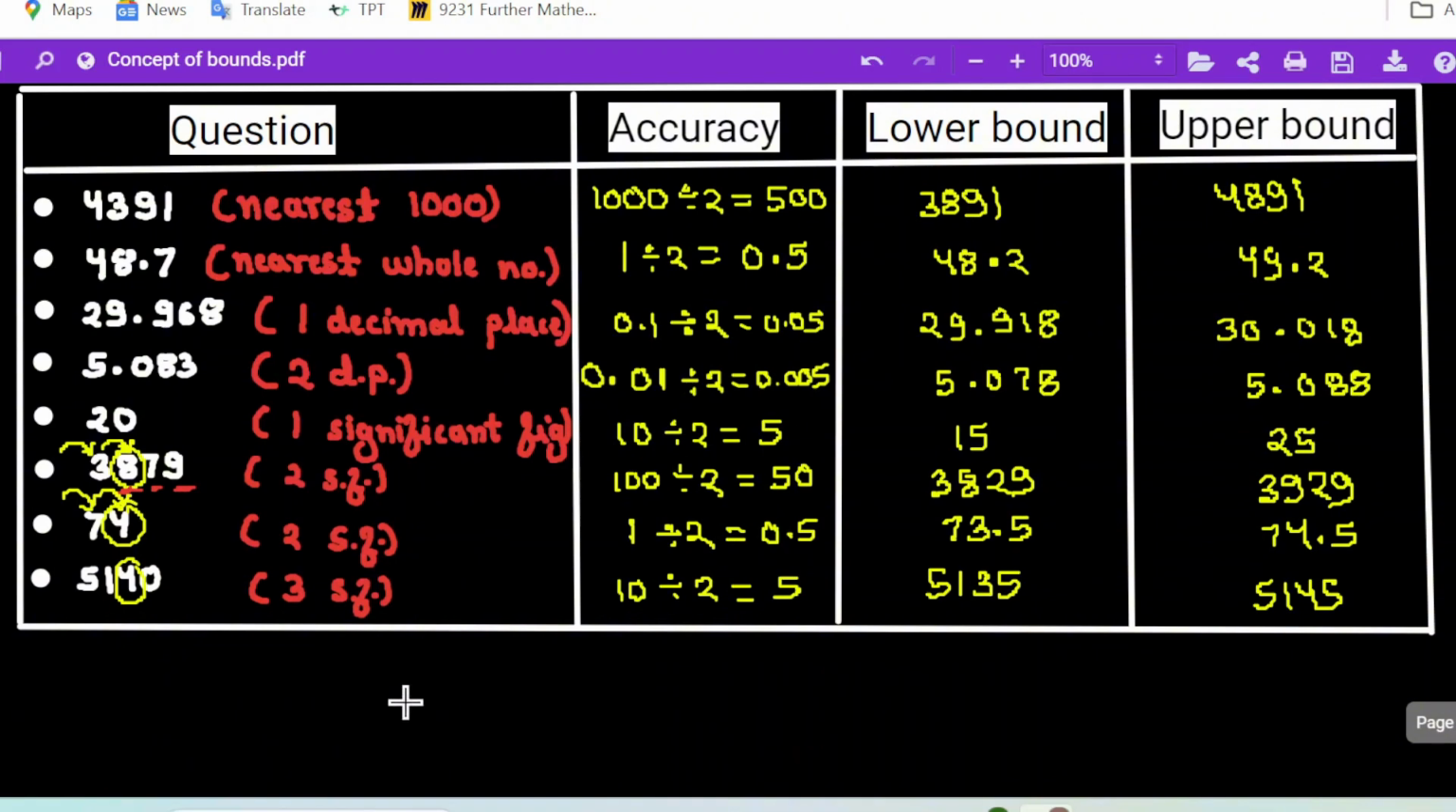Round this number to three significant figures. 7420 to three significant figures. Try this one, get me the lower bound and the upper bound for this question. I'll wait for your answers.